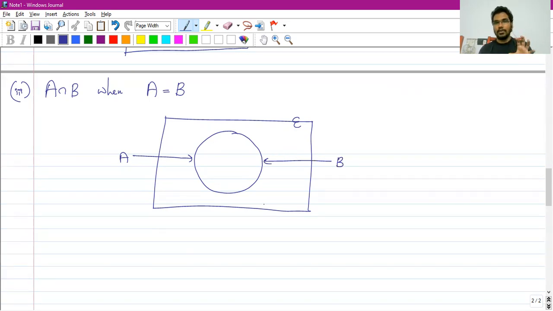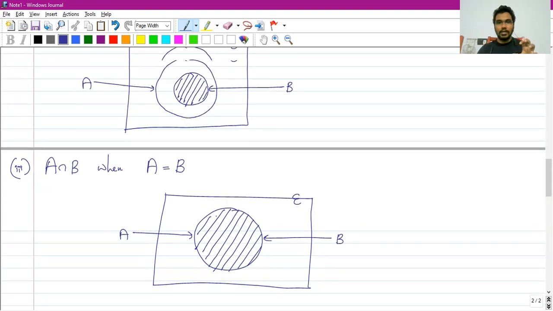So now what can you see and what can you say about A intersection B? What are the common elements? All the elements in A or all the elements in B. So these are the common elements, all the elements of A and B. This is the common area for both of these sets. So that means this is A intersection B. So this shaded part is A intersection B when A and B are equal sets. So these are the three instances of A intersection B.